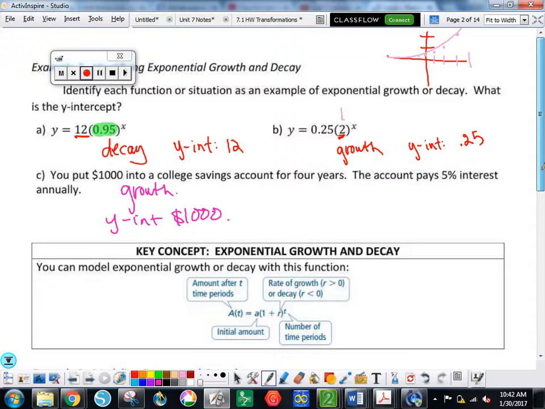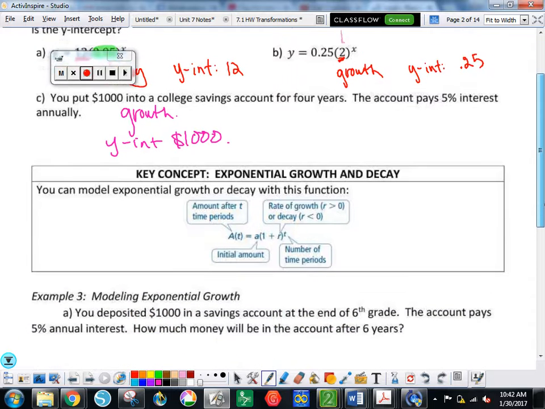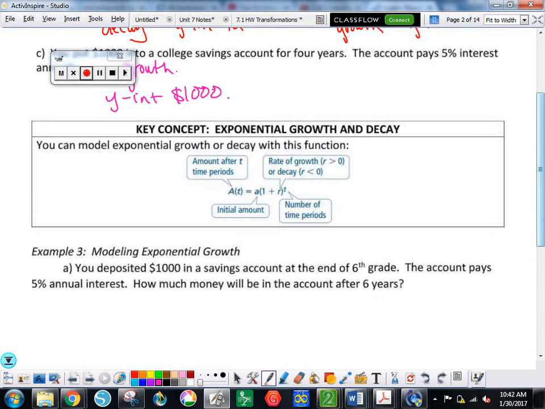Okay. So key concepts, just to put it all together. You can model exponential growth with this function. A of t is the amount after t years. It's kind of like saying f of x. A is the initial amount. 1 plus r is the rate of growth or decay. And the t is the time period, so number of years.